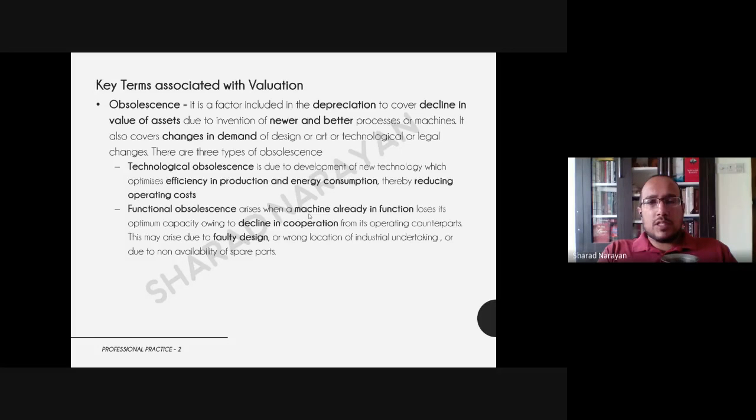Okay. Functional obsolescence is when a machine already in function loses optimum capacity owing to decline in cooperation from operating counterparts. It arises due to faulty design, wrong location of the industrial undertaking, or due to non-availability of spare parts. Functional obsolescence comes into play when we're talking about machinery itself. If I have a factory which is dependent on heavy steel machinery and I decide to locate it in a coastal region, what happens?